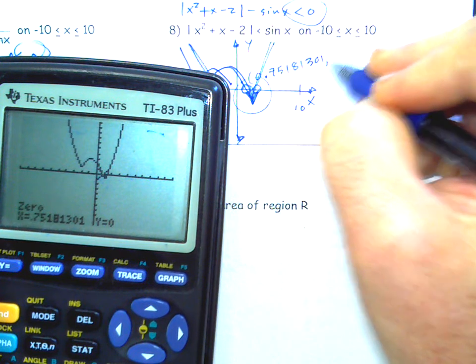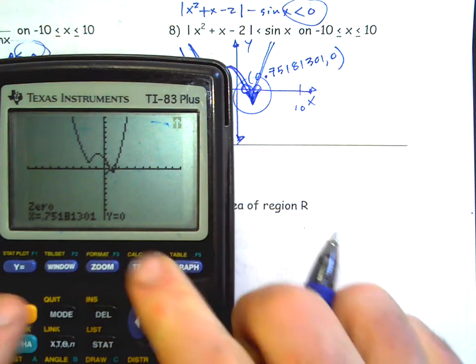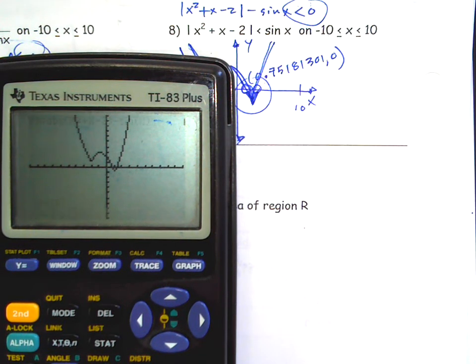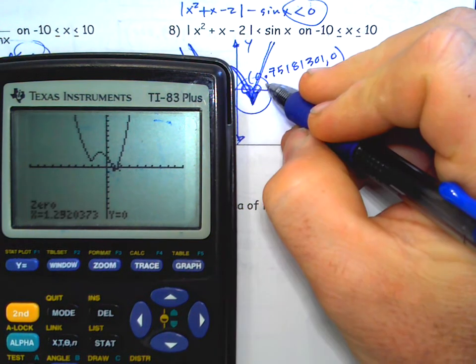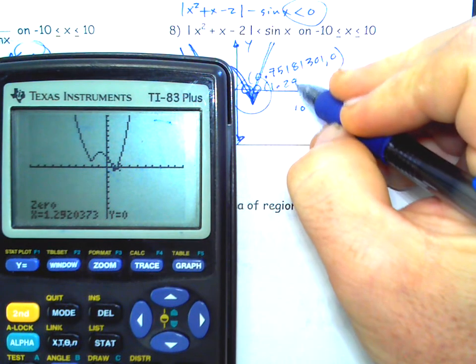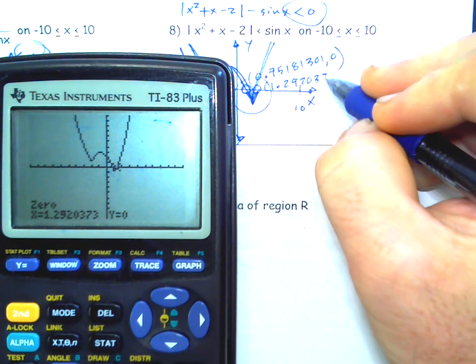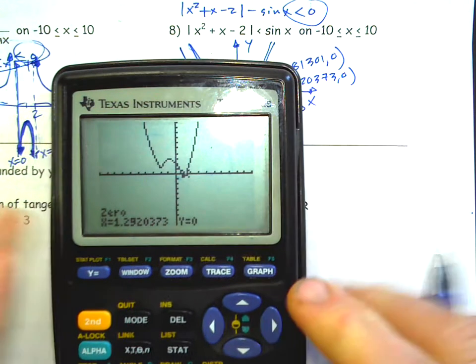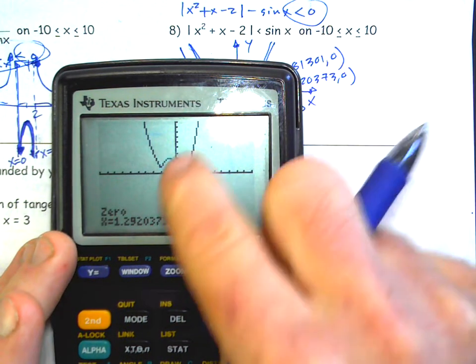0.75181301, comma 0. Okay, and then the other one, so I can calculate 0. Looks like it's between 1 and 2. So 1 to 2, guess 1.5. And it is 1.2920373, comma 0. Now, it probably would be better that after you graph this, then you zoom in right there.